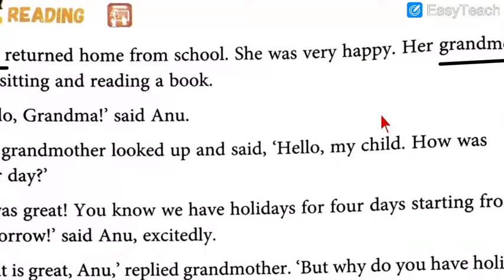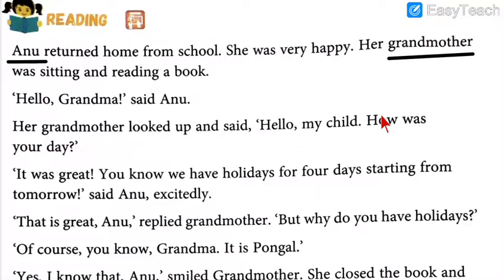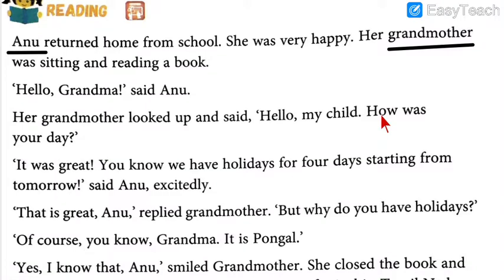Okay, let us continue with the reading and the hard words. Hello, Grandma, said Anu. Her grandmother looked up and said, Hello, my child. How was your day? It was great. You know, we have holidays for 4 days starting from tomorrow, said Anu excitedly.